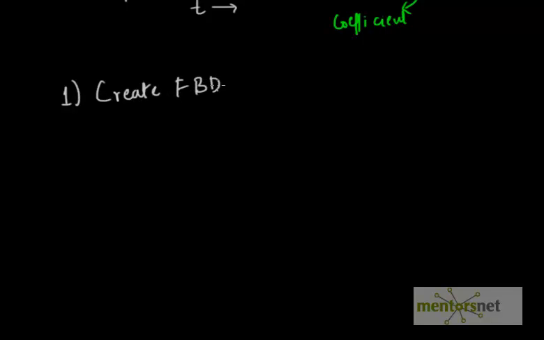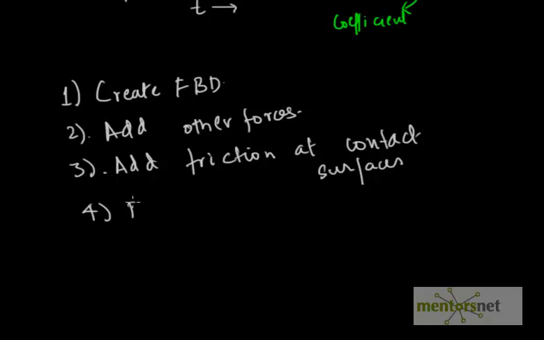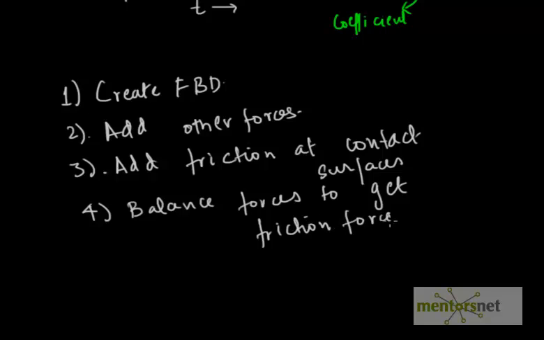And finally, if we try to write a flow chart for how to solve friction problems, this is how it would go. 1, create an FBD. 2, add other forces. 3, add friction at contact surfaces. 4, balance forces to get friction force, and finally check that F is less than F critical.